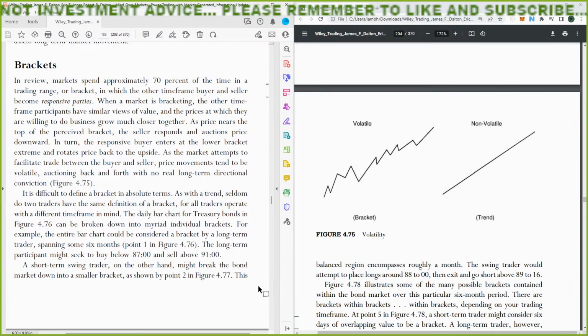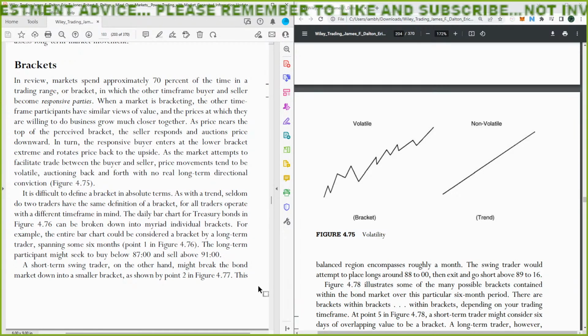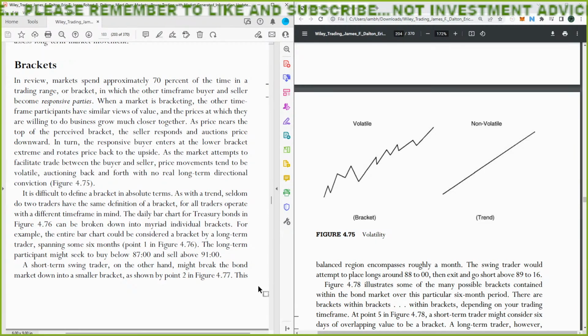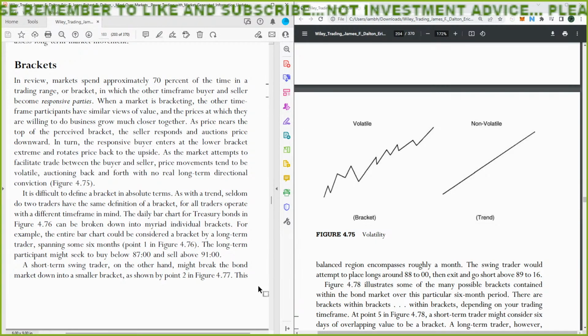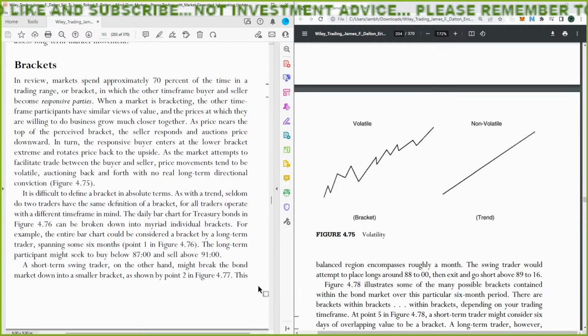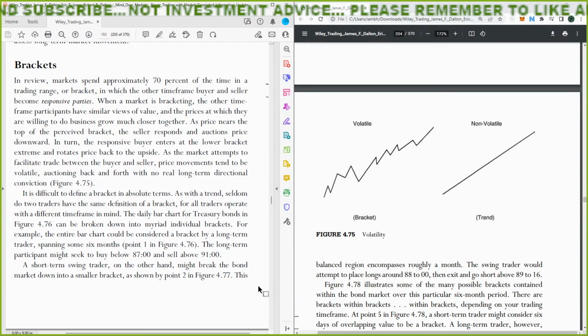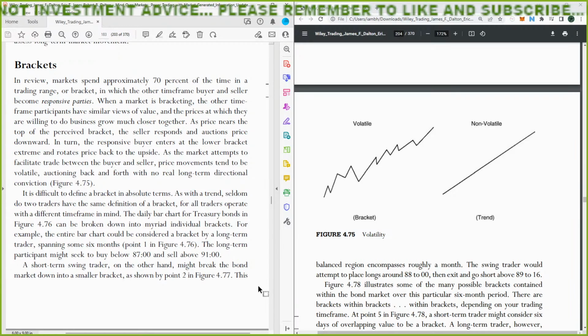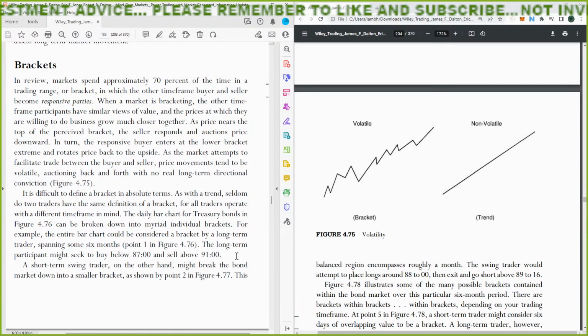As price nears the top of the perceived bracket, the seller responds and auctions price downward. In turn, the responsive buyer enters at the lower bracket extreme and rotates price back to the upside. As the market attempts to facilitate trade between the buyer and seller, price movements tend to be volatile, auctioning back and forth with no real long-term directional conviction.